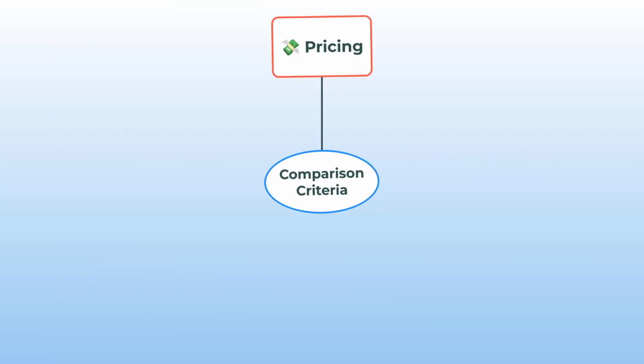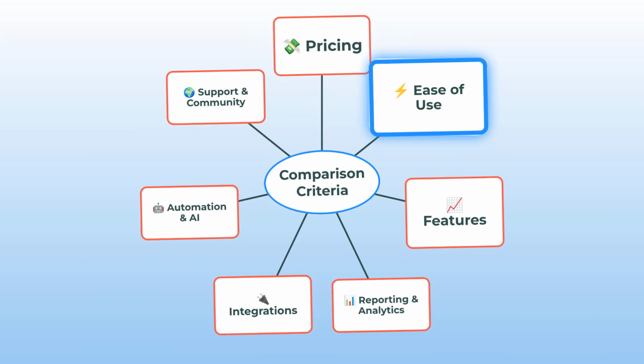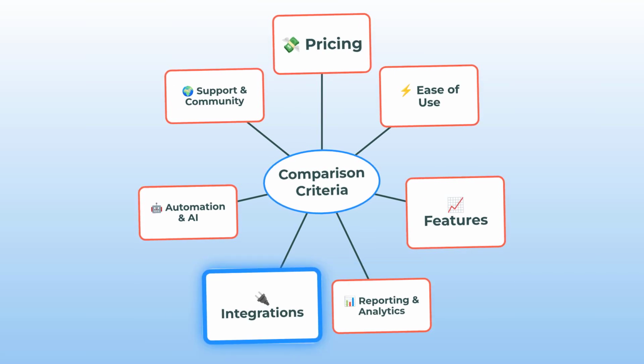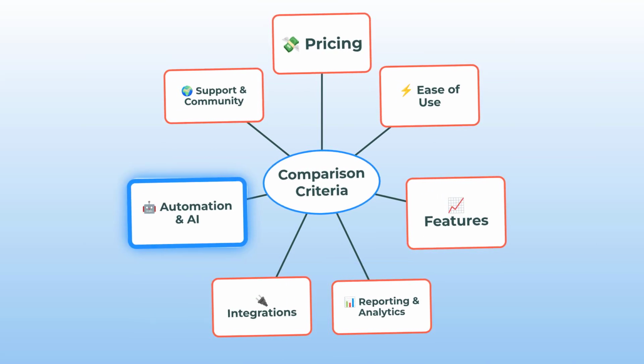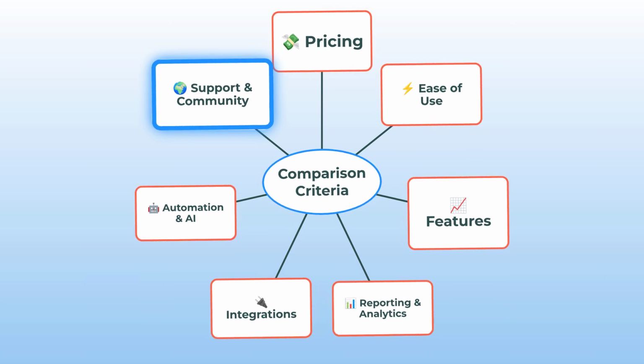Okay, before we roll up our sleeves, here's a quick mind map of what we're going to cover. Pricing, ease of use, features, reporting and analytics, integrations, automation and AI, and finally, support and community. This will set the stage for a detailed side-by-side breakdown. Feeling good so far? Cool, let's hit the first stop.